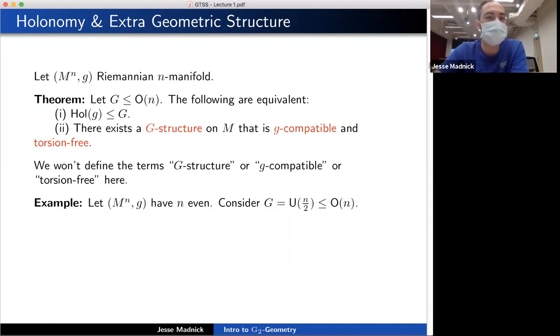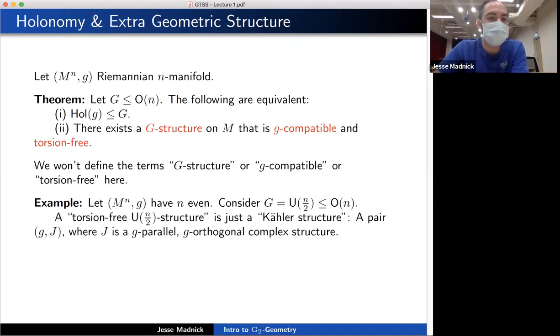Okay, I'm not going to define what these words are, G-structure or metric compatible or torsion-free, but just to give you some sense as to what this means, I'm going to give you maybe the standard example. Let's say you have an even dimensional Riemannian manifold and you take your group G to be U(n/2). This fancy phrase, a torsion-free U(n/2) structure, is a very fancy way of saying a Kähler structure.